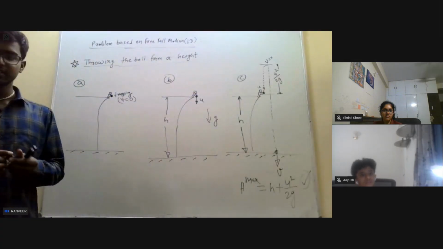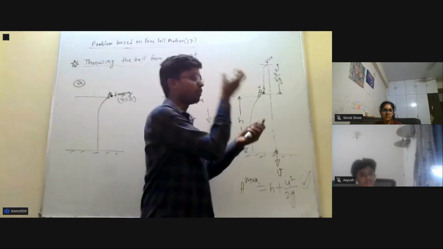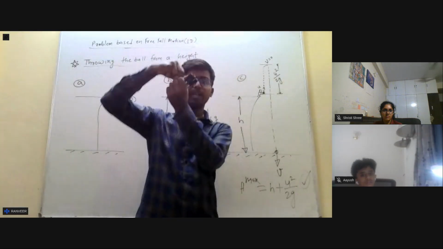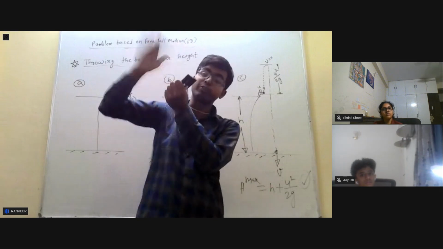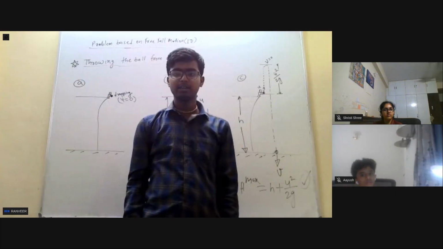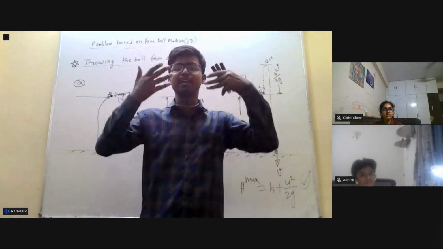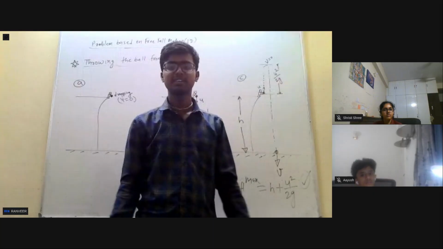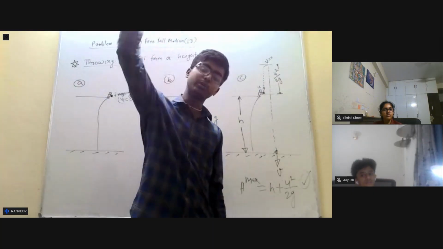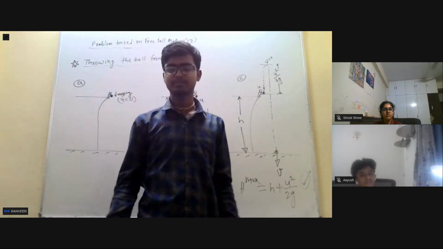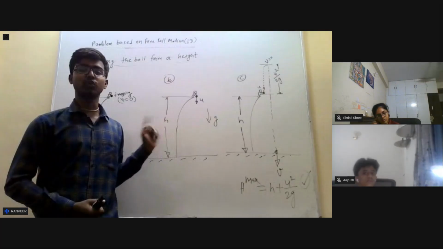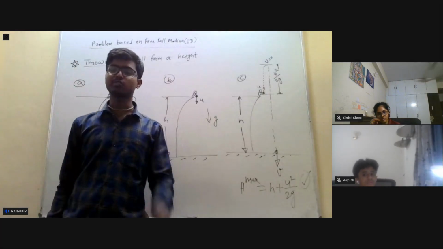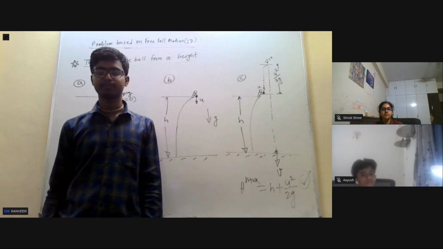You got it? I am throwing from the building with speed u, so the maximum height from the building is u square upon 2g. But the building also has some height. So what is the maximum height? It's u square upon 2g plus the height of the building. And how much time will it take? Same formula, s equal to ut plus half at square. That t you need to calculate.